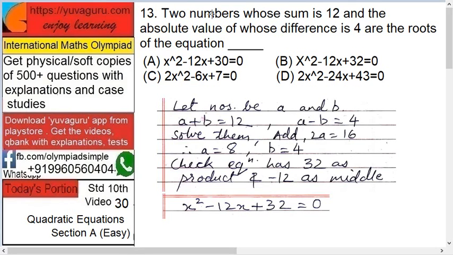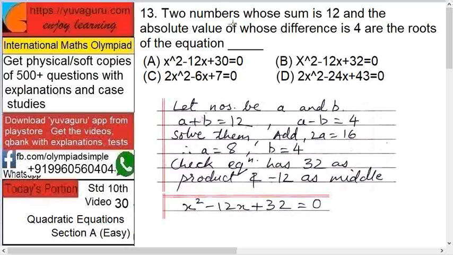Two numbers whose sum is 12 and the absolute value of whose difference is 4 are the roots of which equation among these four? The equations are: x square minus 12x plus 30, x square minus 12x plus 32 equals to 0, 2x square minus 6x plus 7 equals to 0, and 2x square minus 24x plus 43 equals to 0. Out of these four, we have to find the equation.